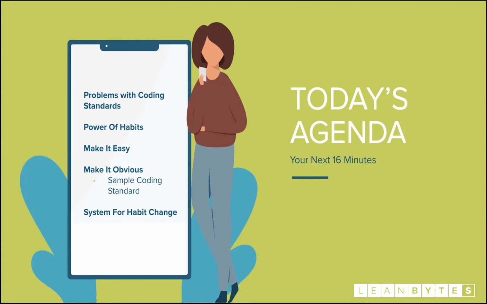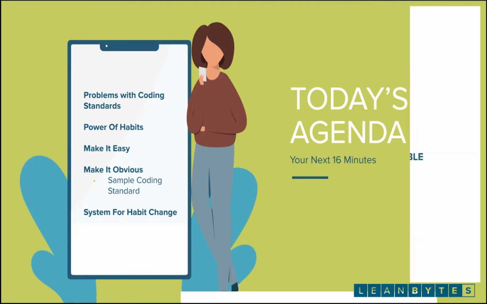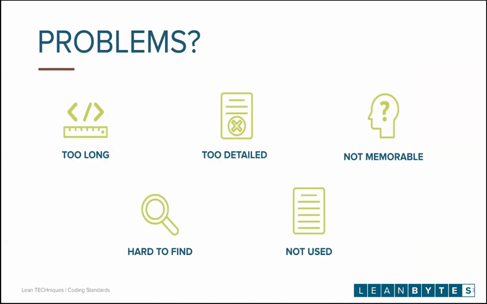We're going to make it easy. We're going to attempt to make it obvious, and there will be some opinions in there, my opinions. And then we'll review overall what that system for habit change looks like as it relates to coding standards. So we've all probably used coding standards in the past, or I should say we've all had coding standards in the past. Whether or not we use them is a different story.